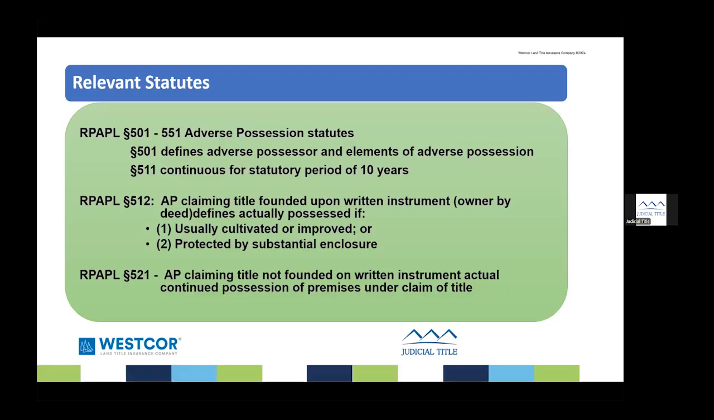But all of the elements, it's important to understand, all of the elements must be shown by clear and convincing evidence. Once the elements are met, you have title by adverse possession, not a right to commence some sort of declaratory judgment action.